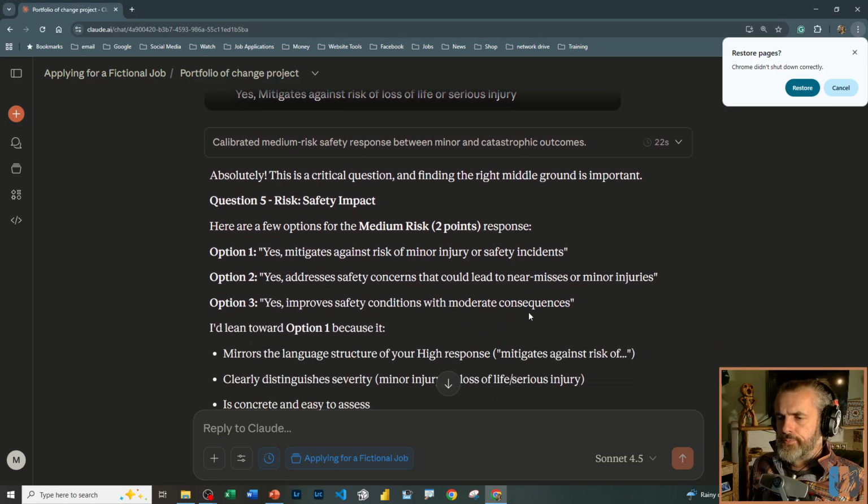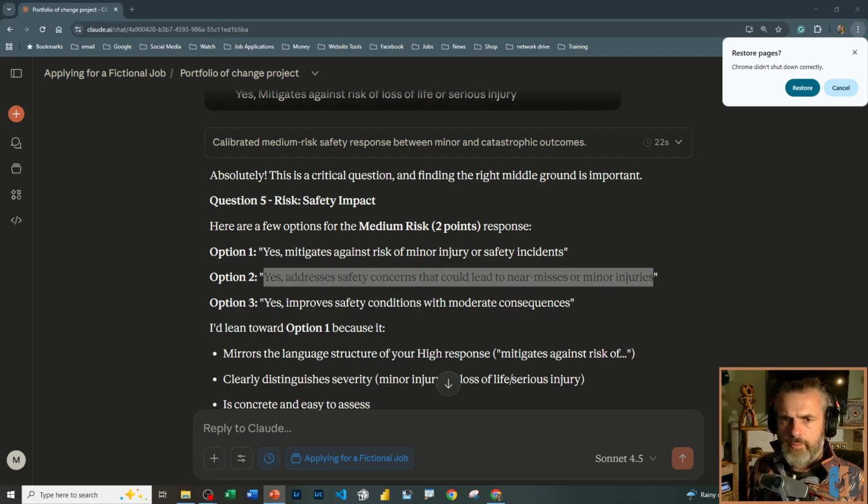Cool. Yeah. So, yes, it addresses safety concerns that could lead to near misses or minor injuries. Yeah, let's go with that. That's really nice.